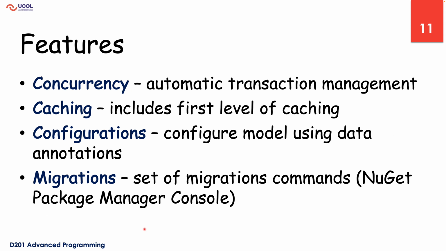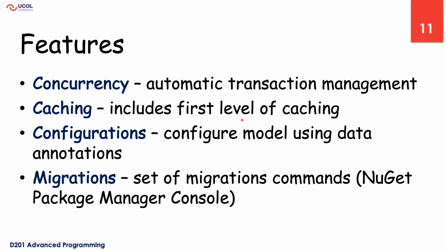Concurrency, and automatic transaction management. It will manage the transactions and keep the integrity of the data. Caching: it will cache the changes and information within the RAM, and automatically handle that caching when we are moving data from our program to the database or from the database to the program.